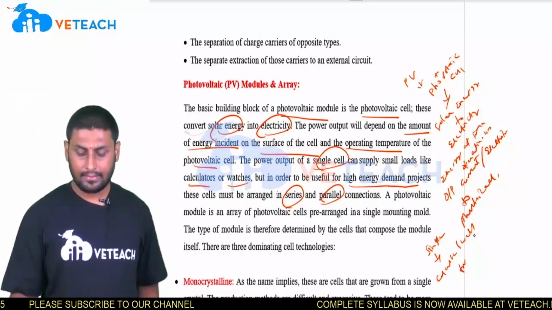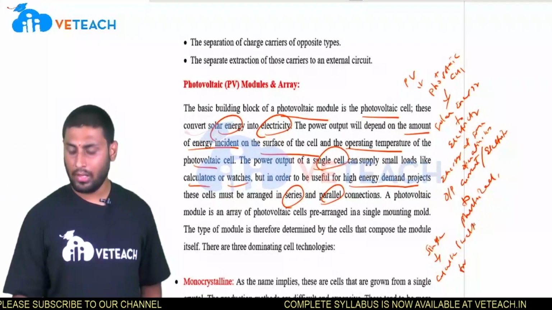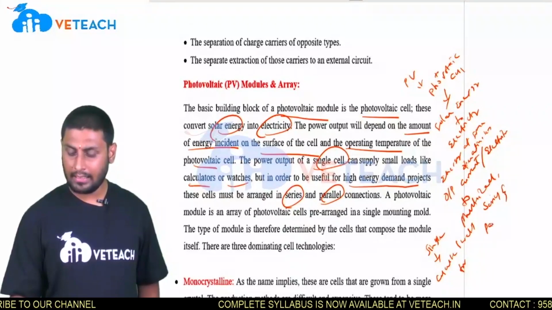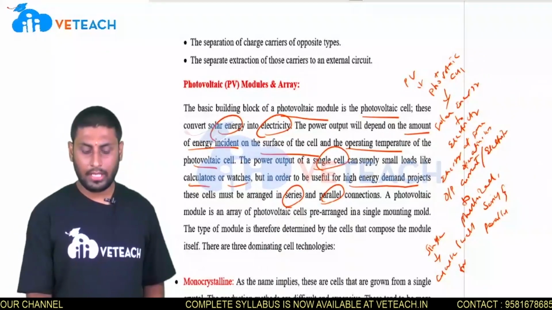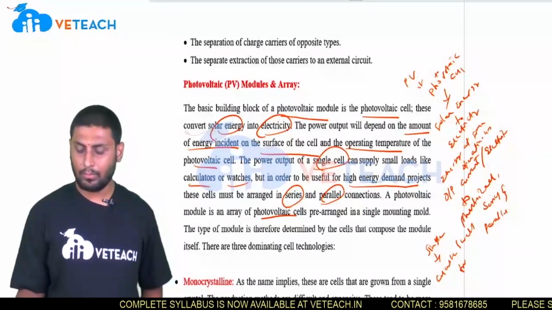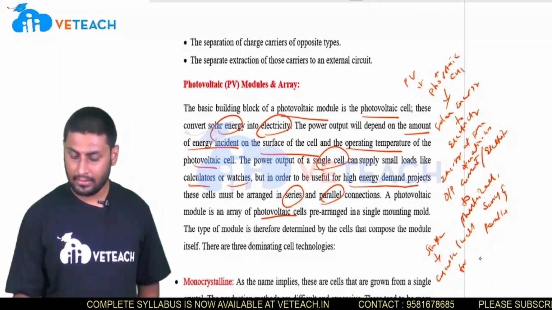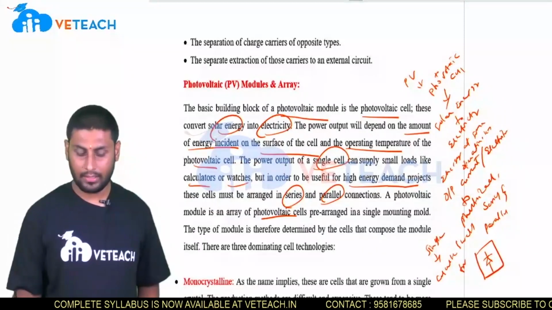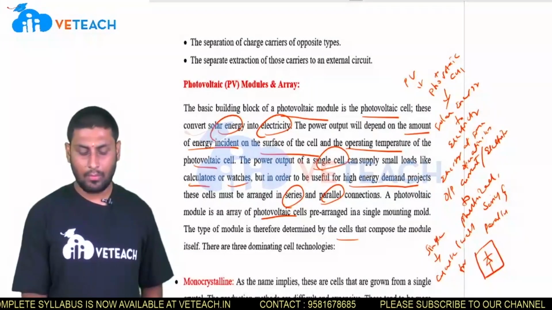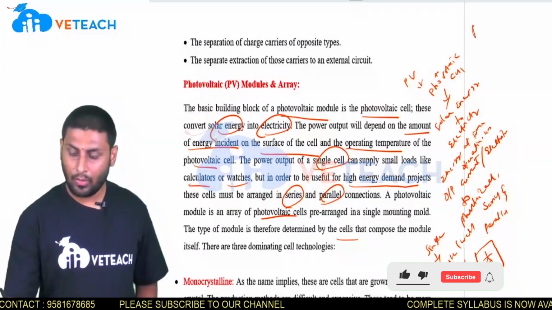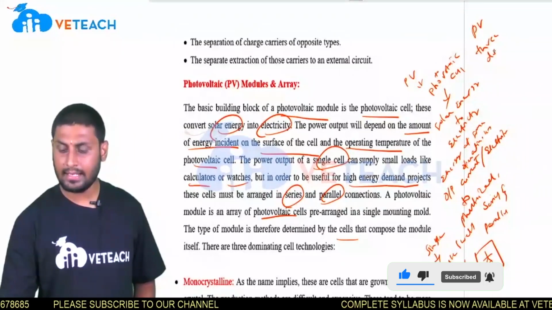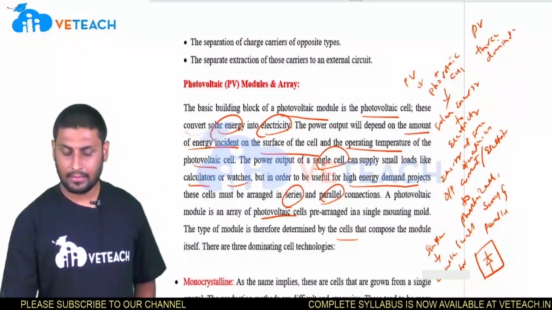For multi cells, we have to connect all the outputs in a series and parallel connection. The photovoltaic module is the array of photovoltaic cells that are pre-arranged in a single mounting mold. This type of module is therefore determined by the cells that compose the module itself. In this photovoltaic module we have three dominating cell technologies.